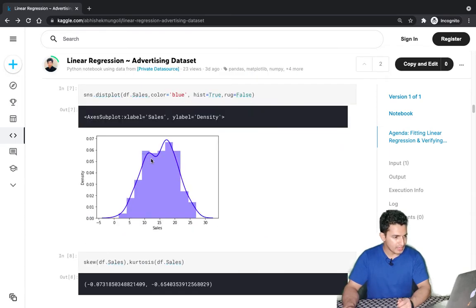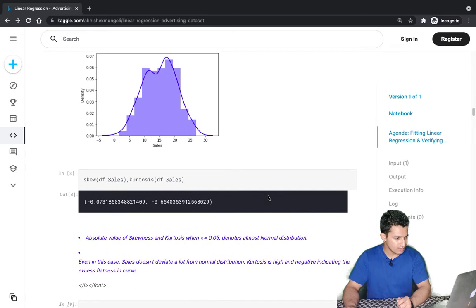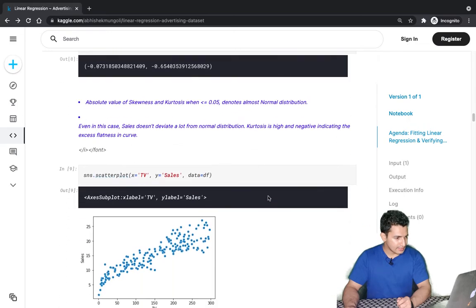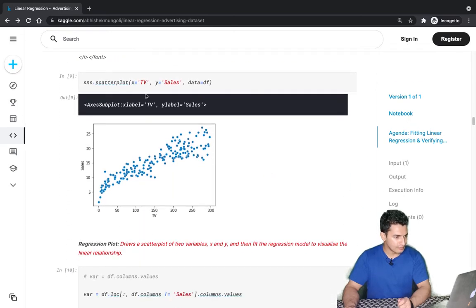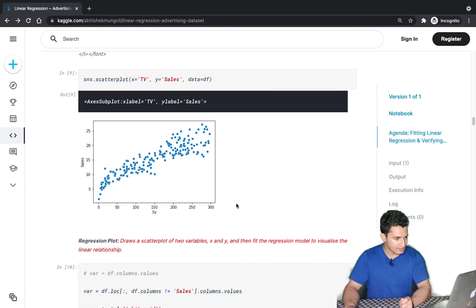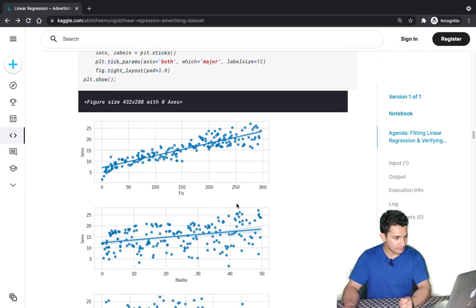If we look at the dependent variable, this is the distribution. We can see there are no major outliers, where at some time the sales is pretty high. We can see it's quite normal. There is not much deviation. And then we will look at the scatter plot. We will see the relationship between the dependent variable and the independent variables, how the spend on TV is affecting the sales. And similarly, we will do it for all of them.